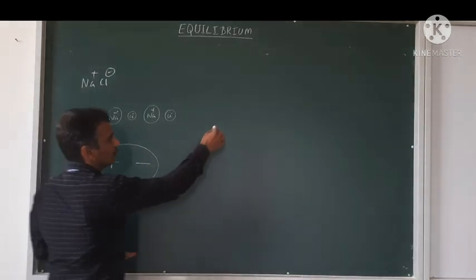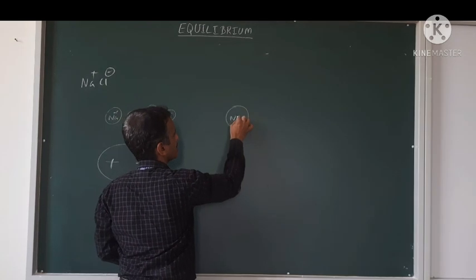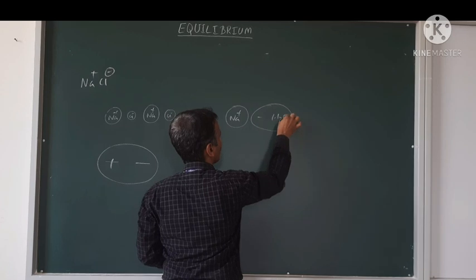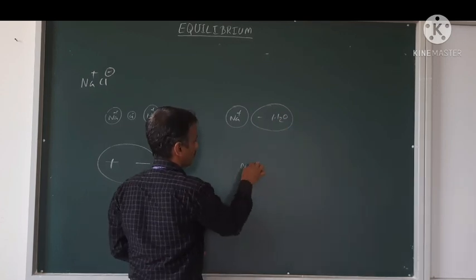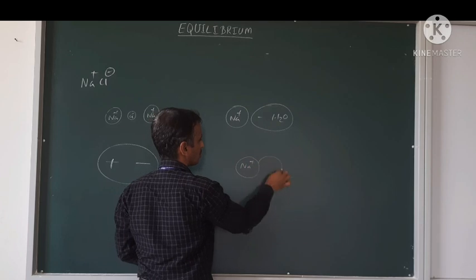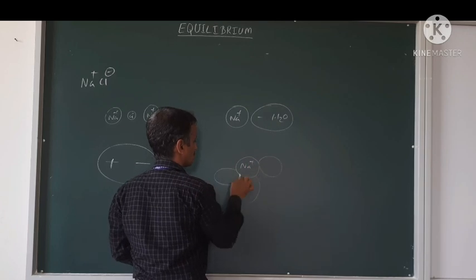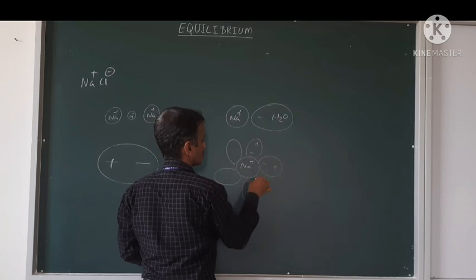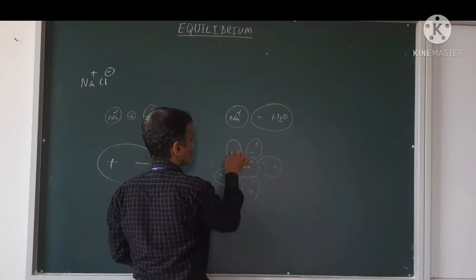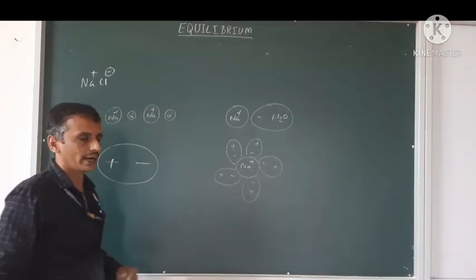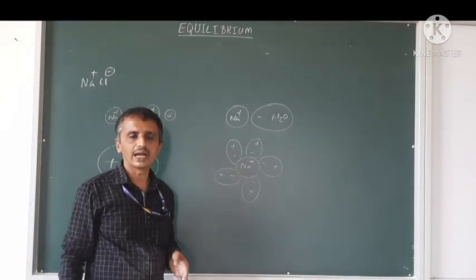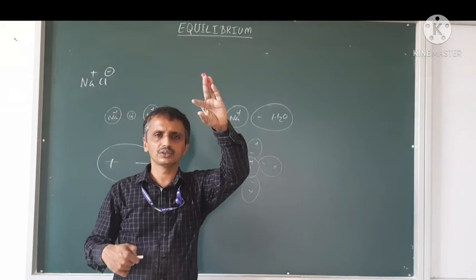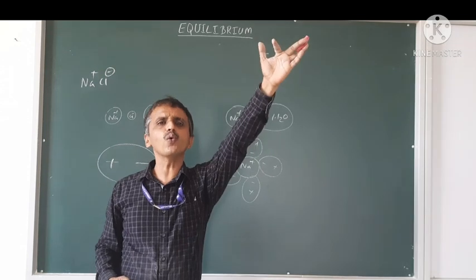So this is the Na+ ion, and this is the negative end of the water attracting it. So we get Na+ removed from the lattice point, and this ion gets hydrated also, and they are moving. They are free from the lattice point now. When they are free from the lattice point, they can move.